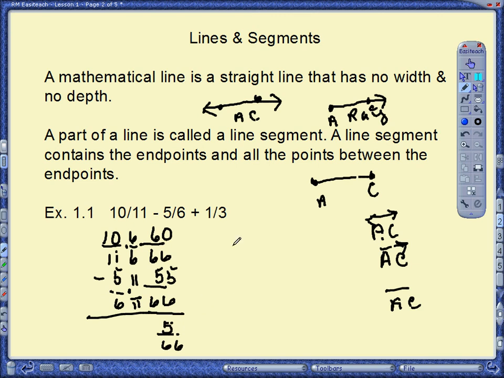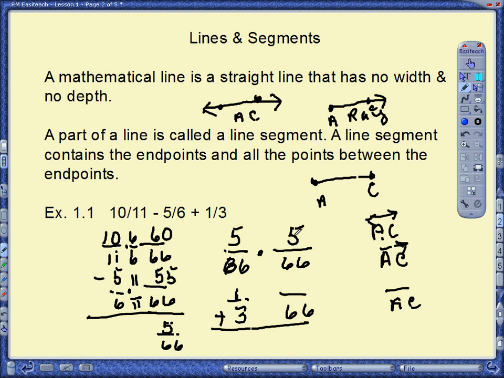We're going to take this result and we're going to add it to 1/3. So we have 5 over 66, and we have 1 over 3. And those two fractions now are going to be added together. 3 will go into 66. It goes in 22 times. They have a common factor. So 66 is the least common denominator.